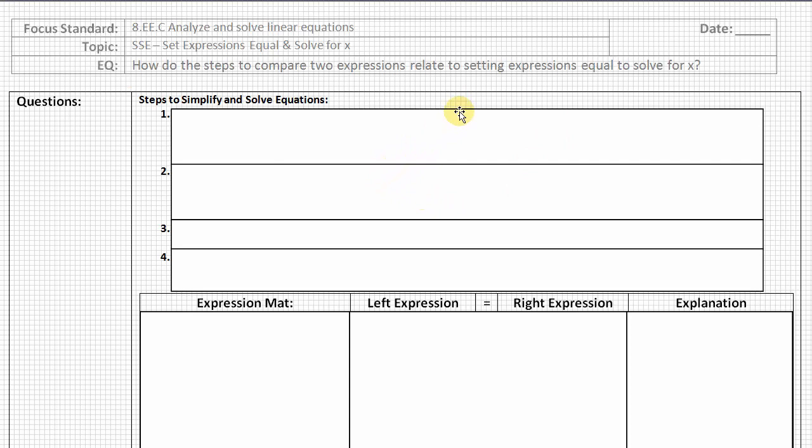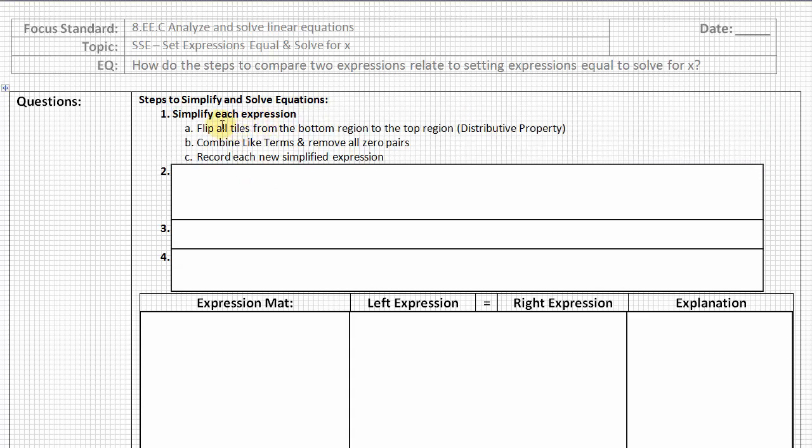And so there are some steps to simplify and solve, and there's some similarities. The first two steps are going to be exactly the same as what we've been doing. So go ahead and mentally think or jot down in your notes, what are those first two steps? So the first step you should have thought of to jot down was to simplify, and we know that that comes from flipping tiles, which we now refer to as the distributive property. And then we look to combine like terms, which includes removing zero pairs or things that cancel out. And we of course record our work all the way through.